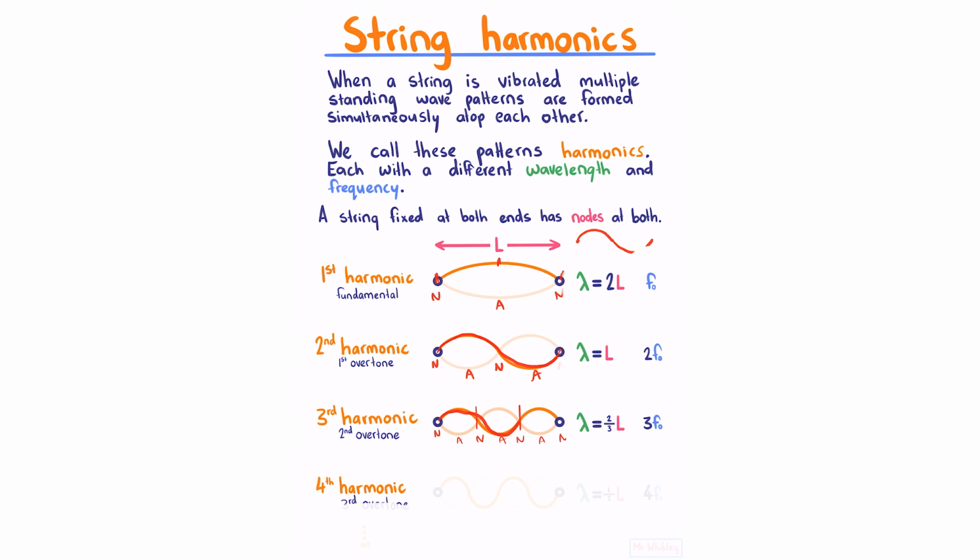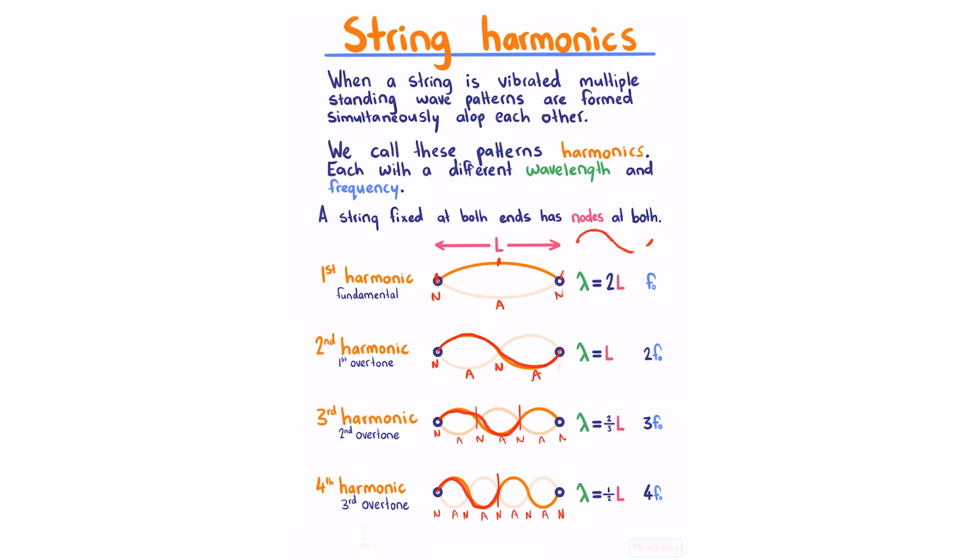For the fourth harmonic, or third overtone, we add yet another antinode. And as you might see, a full wavelength is just half of our total length. So the wavelength is half L. And as you might have figured out the pattern by now, the frequency of our fourth harmonic is 4 times the fundamental.